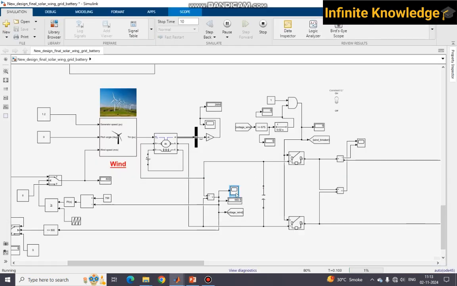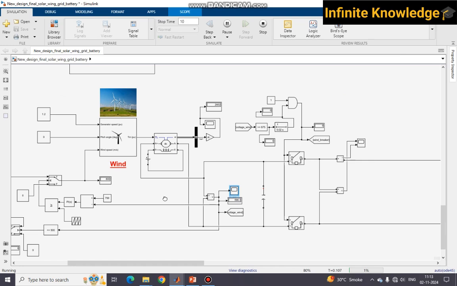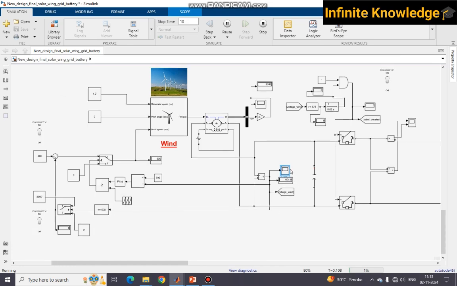You can see here the voltage comes to stable, it drops, then again increases. Why is this happening? This is happening due to this PID tuning. The voltage takes some time to stabilize.